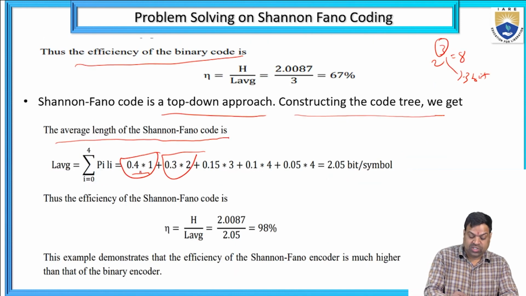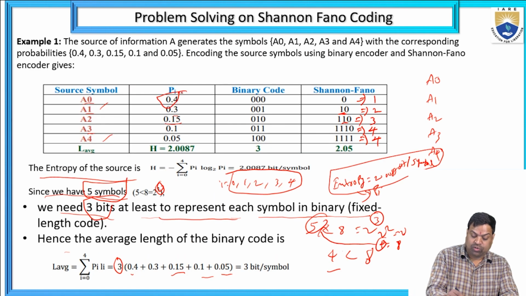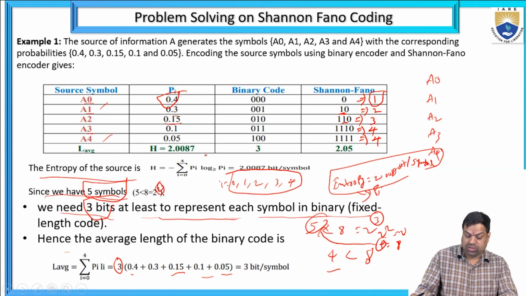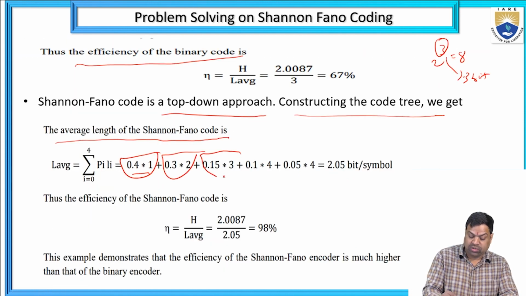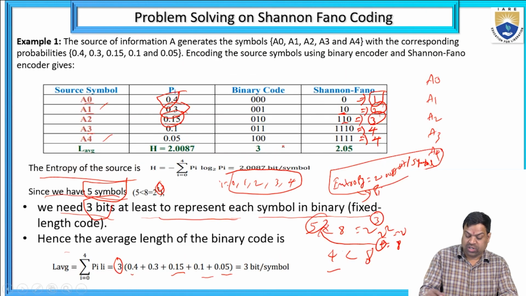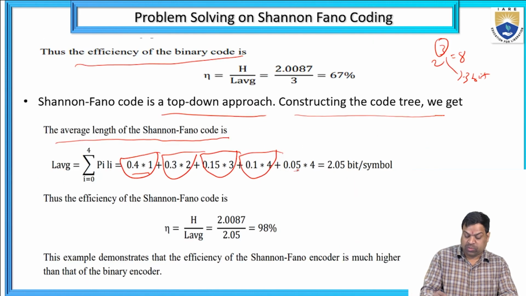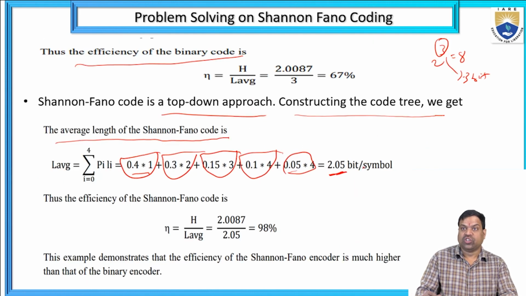So 0.4 into code length 1. 0.3 into code length 2. Here 0.15 into 3. Here 0.1 into 4. Next 0.05 into 4. What is the value? 2.05 bits per symbol. So that is the average length. Average length L average equal to 2.05 bits per symbol.